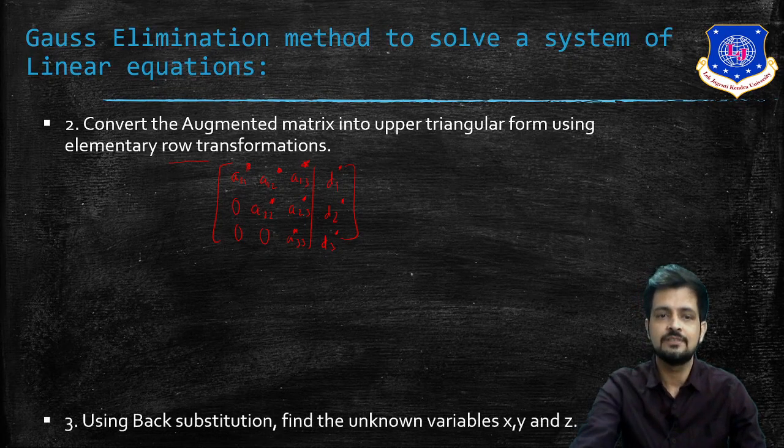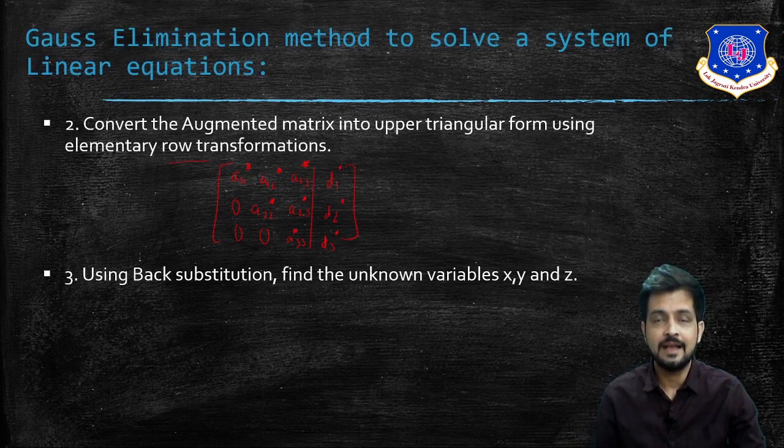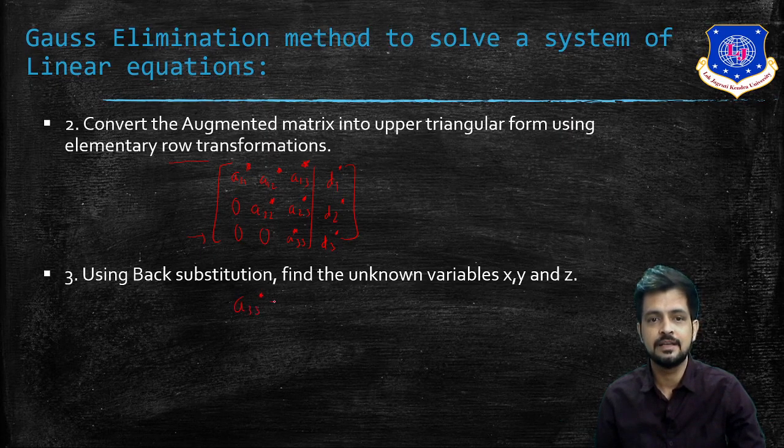What is our next step? Our next step is to use back substitution and find the values of the unknown variables. Now what is the meaning of back substitution? Starting from the last, we can write the back substitution like this: A33Z is equal to D3.